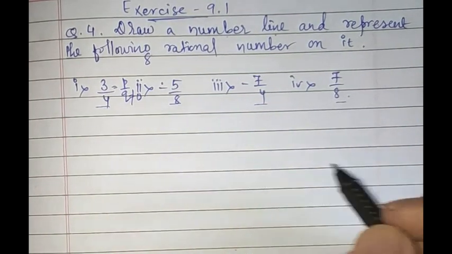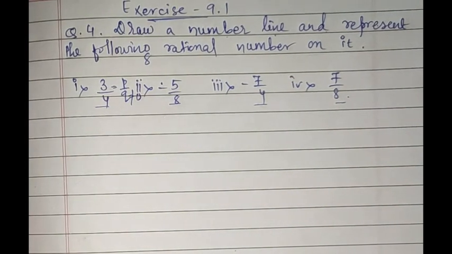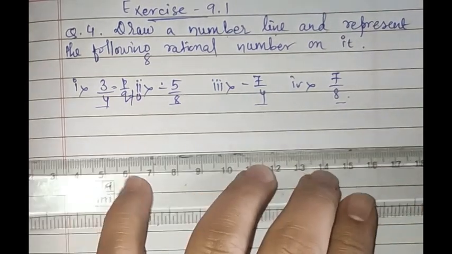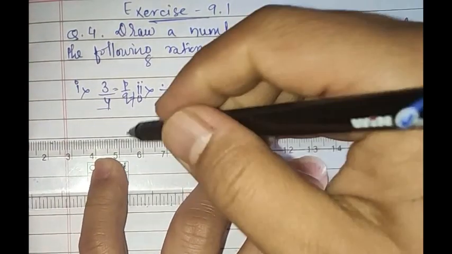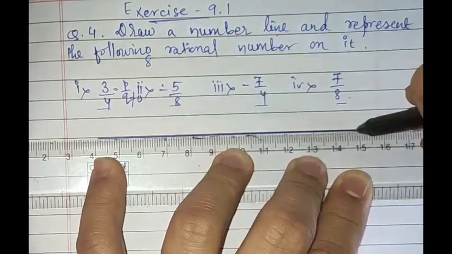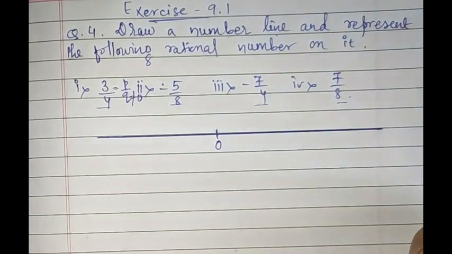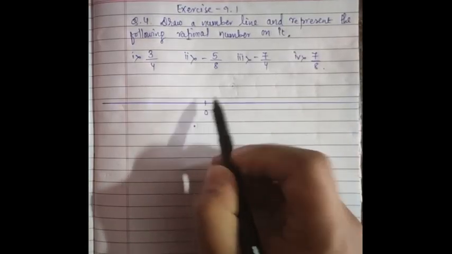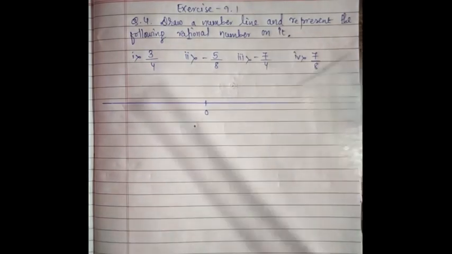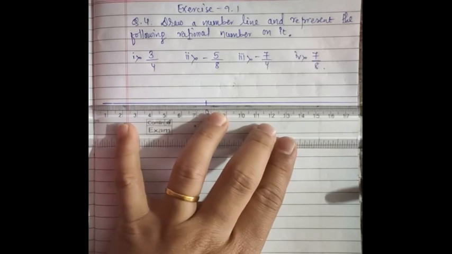So first of all, to solve this, you have to make a number line. To make a number line, let us draw with the scale. Okay, you know how a number line looks. A straight line in which numbers are represented. So let's plot first 0, with 0 at the center, right? So let us make this number line broader.